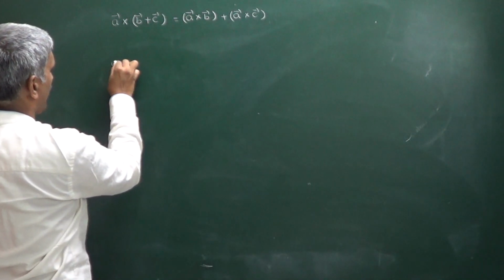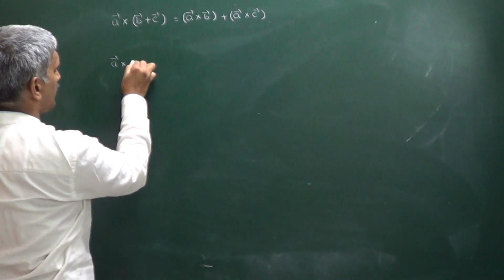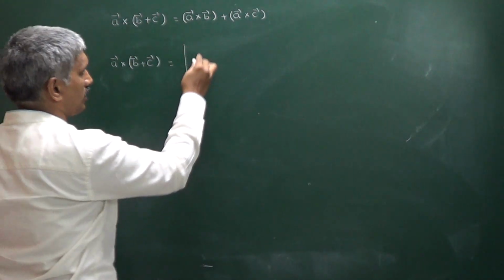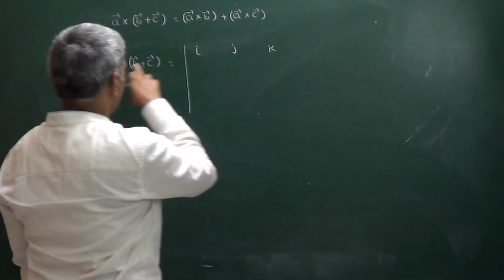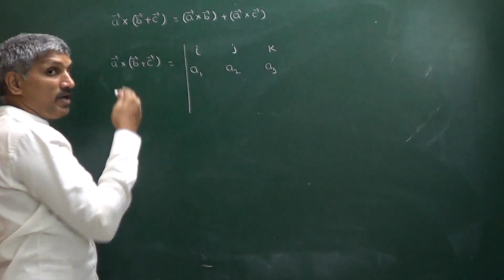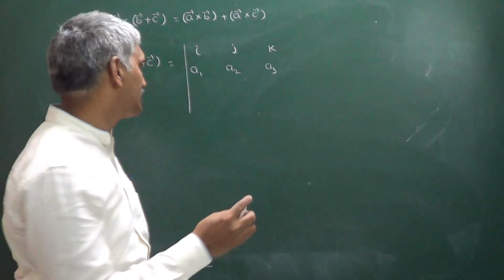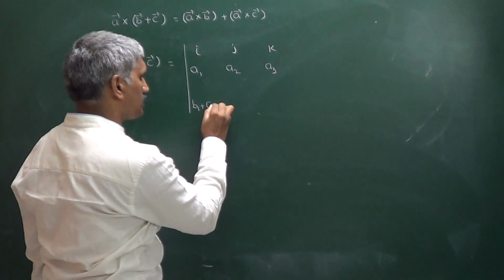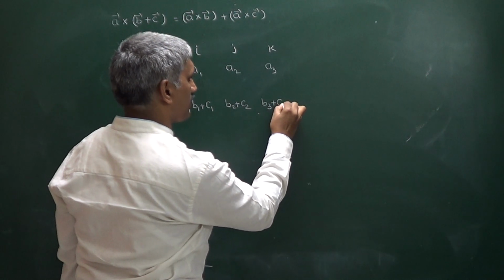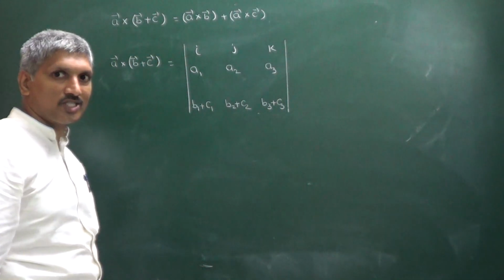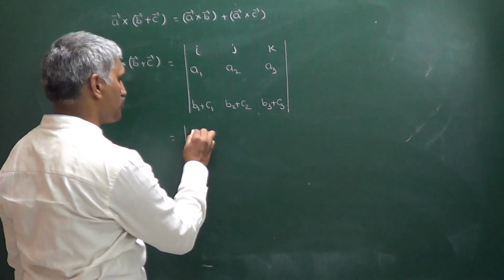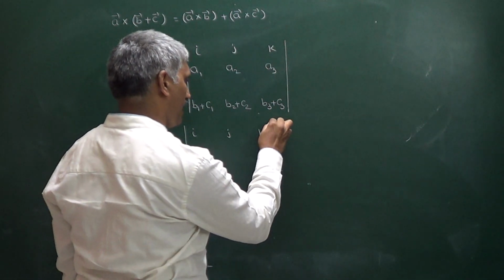First of all, we need to find A bar cross (B bar plus C bar). Observe here how I am doing. First of all, what is A bar? In terms of i, j, k, A bar components are A1, A2, A3. But what about B bar plus C bar components? B1 plus C1, next B2 plus C2, next B3 plus C3. Now the last row is the sum of two elements, so we can express it as the sum of two determinants with i, j, k.